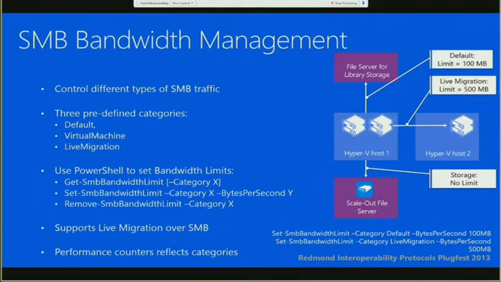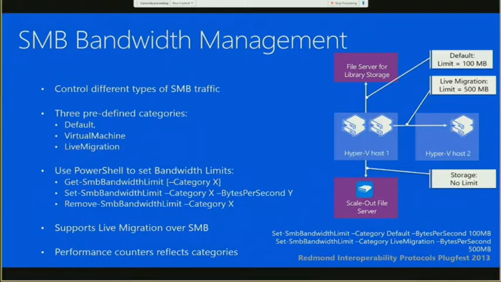Now, with these new uses of SMB, comes the time to say, hey, how do I control such an environment? Say I have live migration traffic going between virtualization machines. I've got traffic going between that same box and the backing storage, and I potentially have some traffic coming into the server. So what we're introducing is the ability to control the different types of SMB traffic that can happen in a Windows box. There are 3 predefined categories. There's default, which is everything else but the other 2. Then there's virtual machine and live migration.